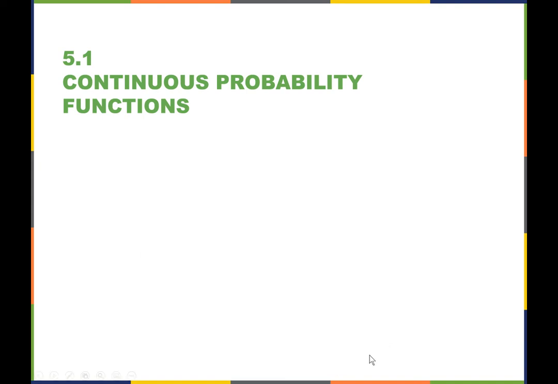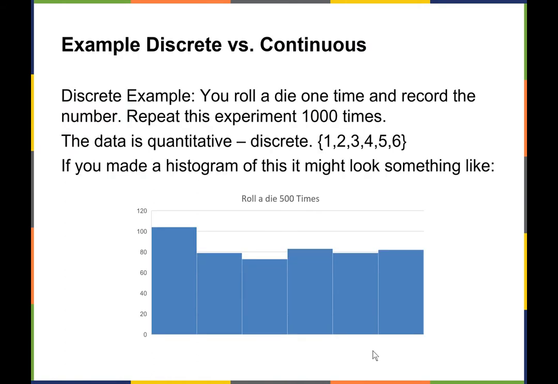Hi, Math 243 students. We are now starting section 5.1, where we're going to talk about continuous probability functions. All right, so last section we talked about discrete probability distributions.